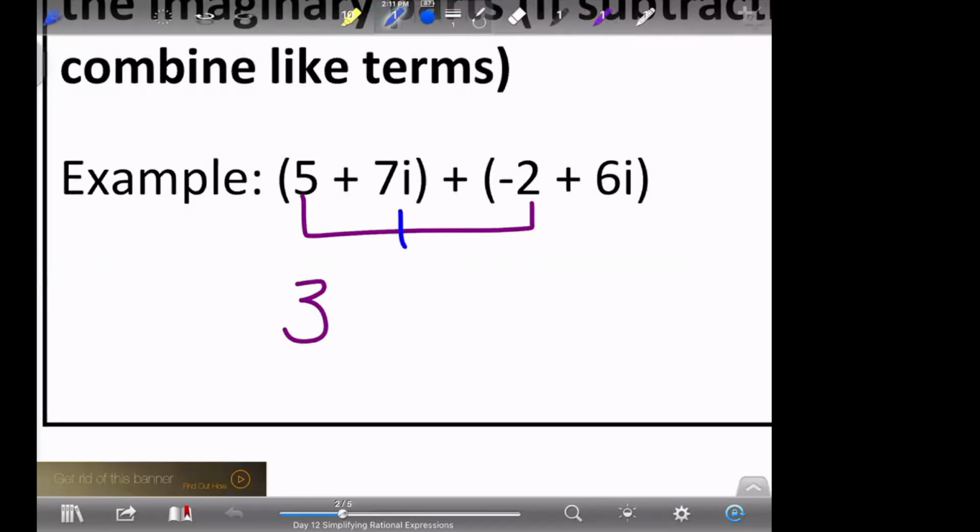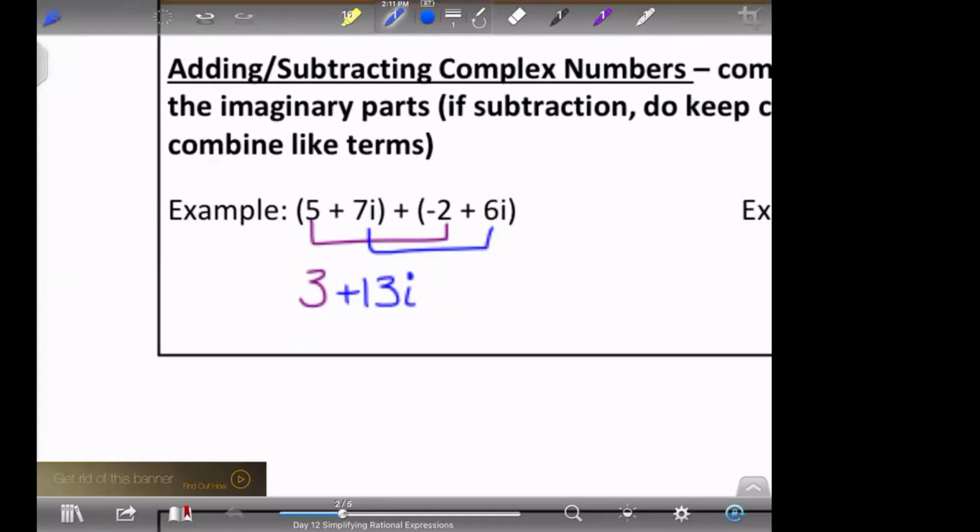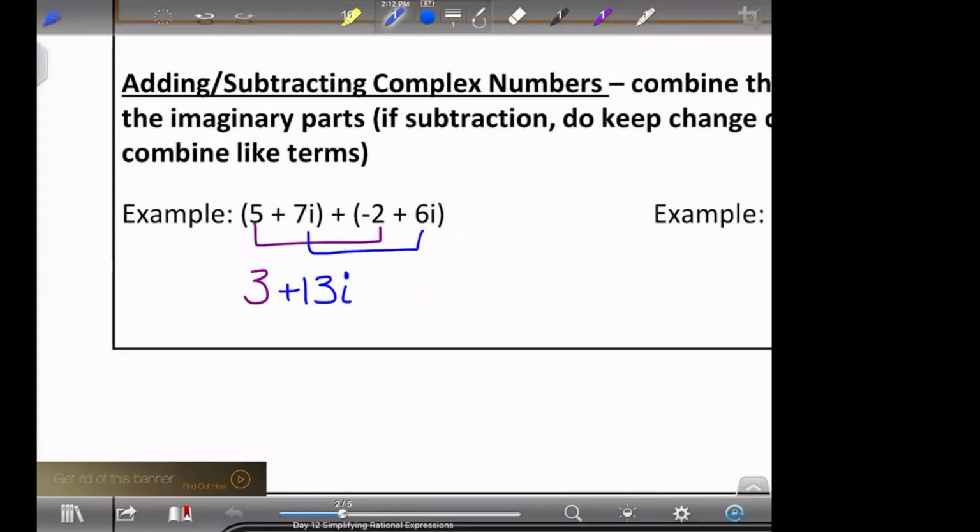For the imaginary part, these two are our imaginary pieces. We have 7i plus 6i. Well, 7 plus 6 is 13. The i gets brought down with it, just like you would if you had an x. So treat those just like you would 7x and 6x. So that's addition with complex numbers.